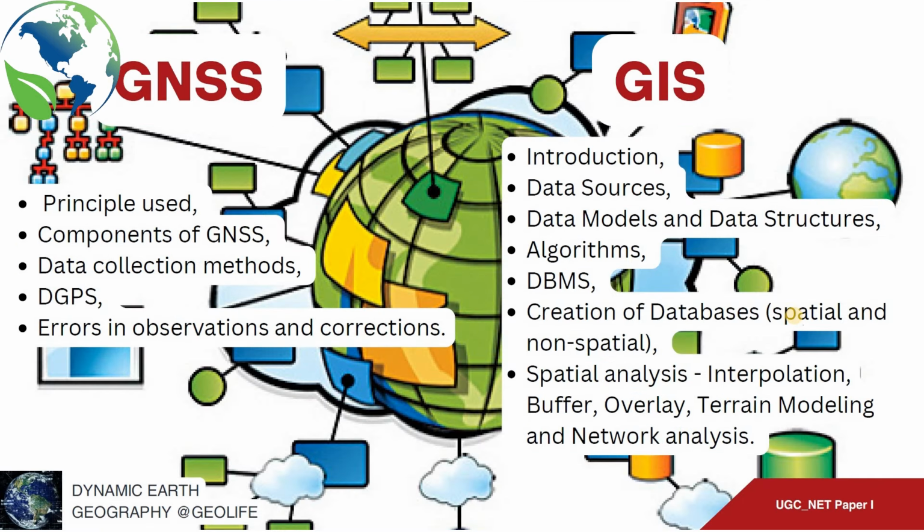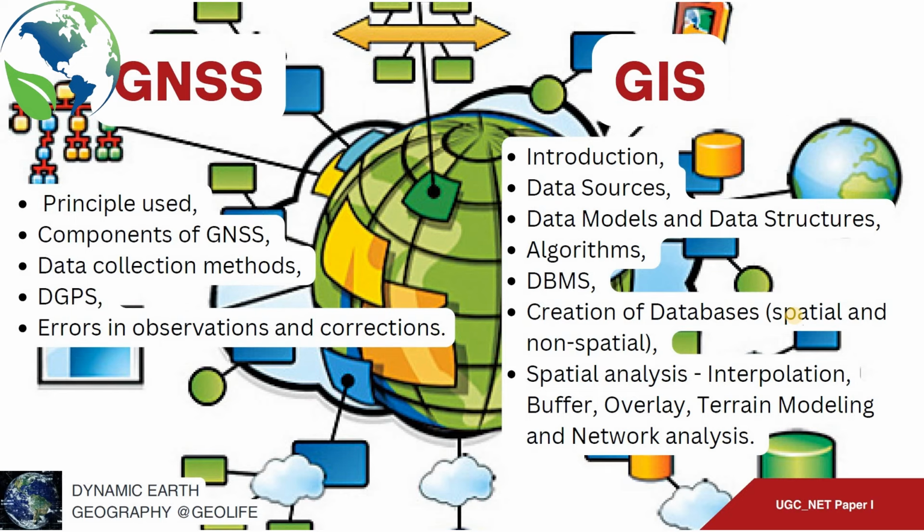And GNSS and GIS are the final topics in part A. In GNSS, we can have questions like principles used in GNSS, that is Global Navigation Satellite System, and components of GNSS, then data collection methods, DGPS. But now this DGPS is changed into Differential Global Navigation Satellite System, DGNSS. Then errors in observation and the corrections of those DGNSS instruments.